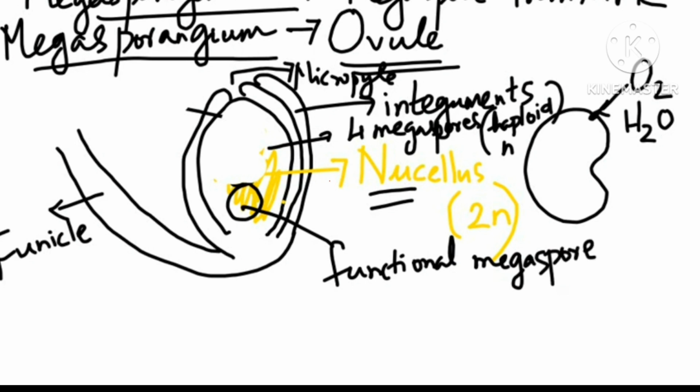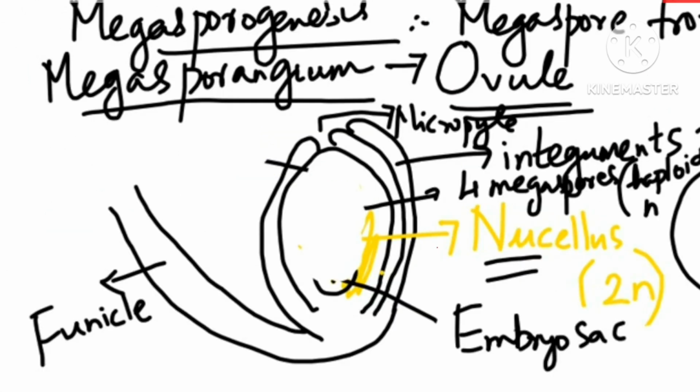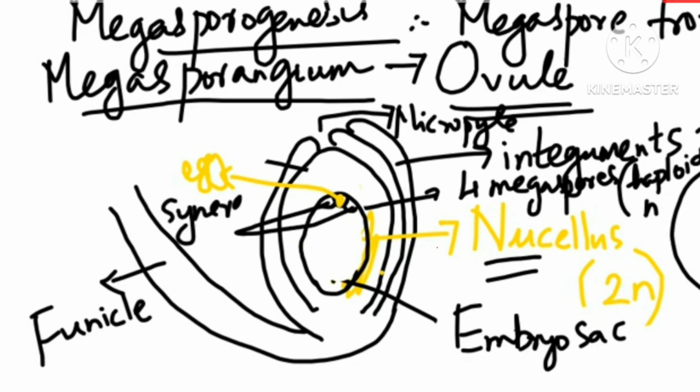What will happen to this one functional megaspore? Correct. That functional megaspore will become the embryo sac. If that embryo sac side is facing micropyle, then you will find the egg apparatus, in which the center cell is called egg. The other two parts will be called as synergids.